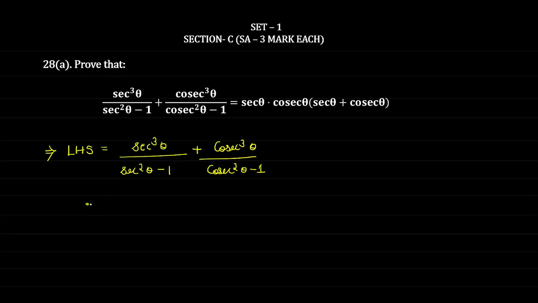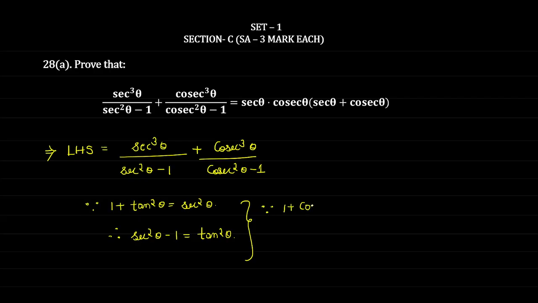Okay, now we are familiar with the identities. I know that 1 plus tan square theta is equal to secant square theta, correct? Therefore, secant square theta minus 1 will be equal to tangent square theta, right? Similarly, I know that 1 plus cot square theta is equal to cosecant square theta, and therefore cosecant square theta minus 1 will be equal to cot square theta. Okay, now I'm going to use these two here and put the value here. Okay, so let's see.